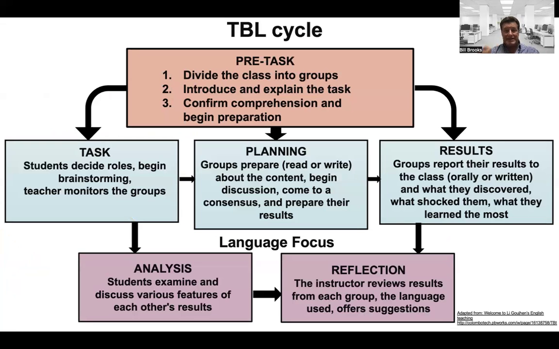To give you an idea of the pre-task cycle, you divide the class into groups, introduce and explain a task, confirm the comprehension, and begin preparation. They divide up their roles and start brainstorming about a particular subject or topic that the instructor has presented to them. The groups start planning, and it could be a writing exercise or a reading exercise to begin with. Then they discuss the ideas, come up with a consensus, prepare the results, and present on the results. After it is finished, they do analysis where they examine and discuss various features of each other's results and then reflect on what they talked about, including feedback from the instructor as well.